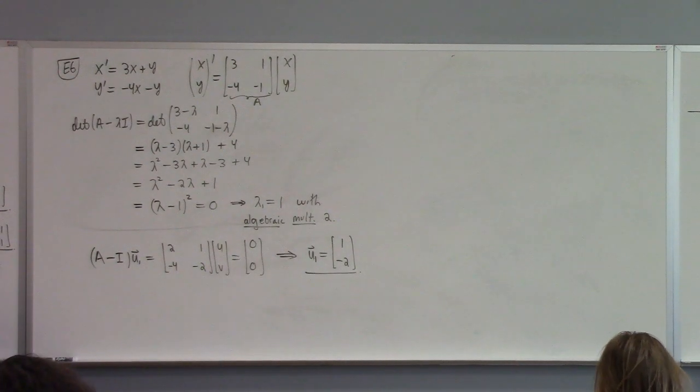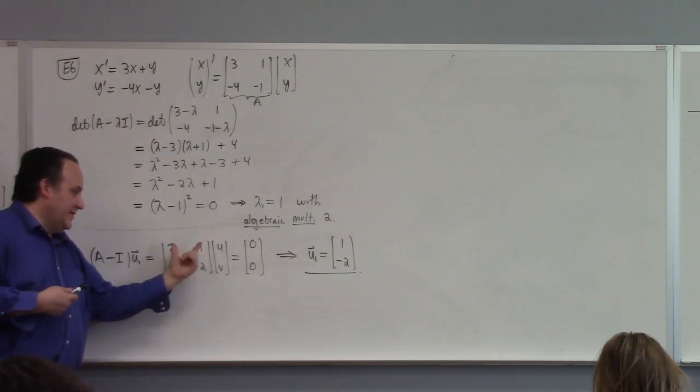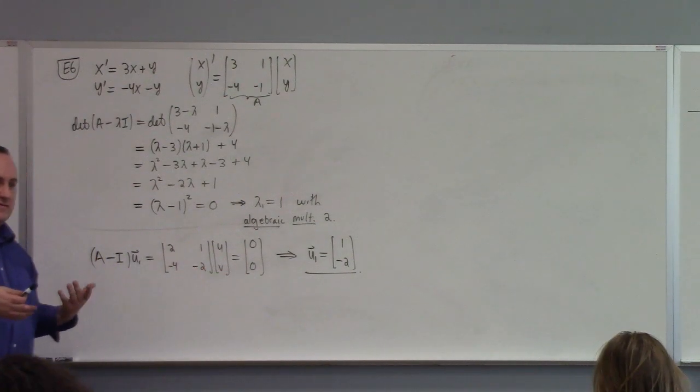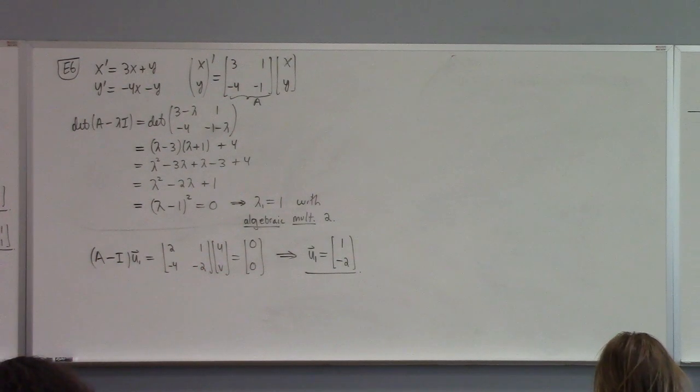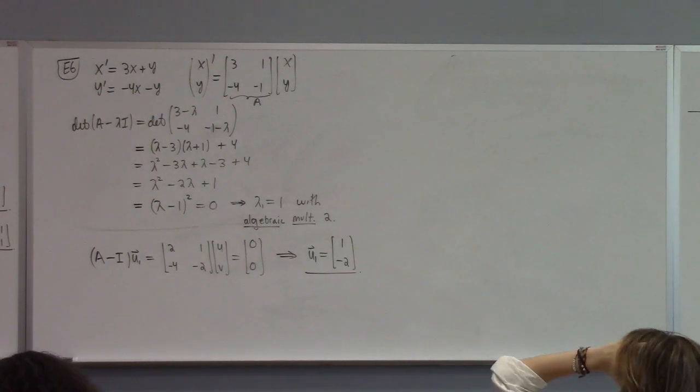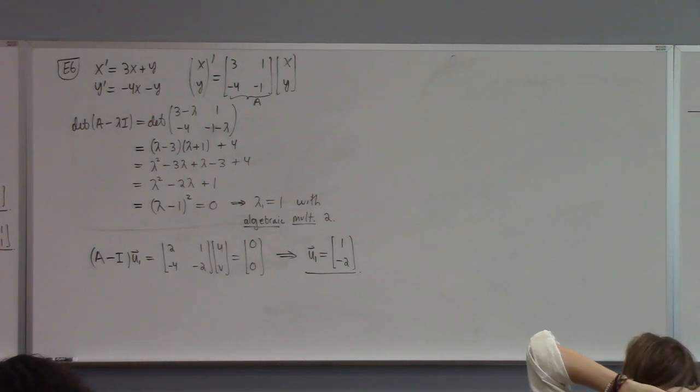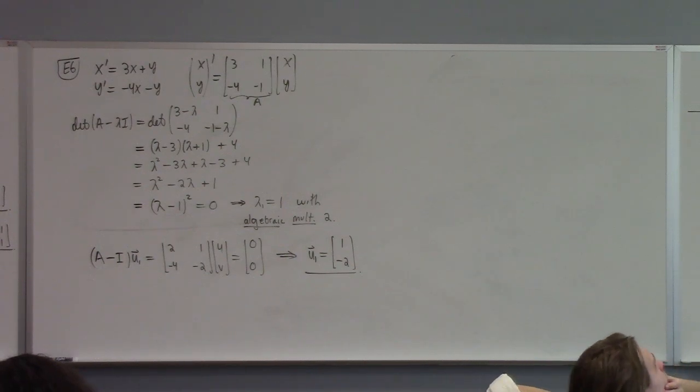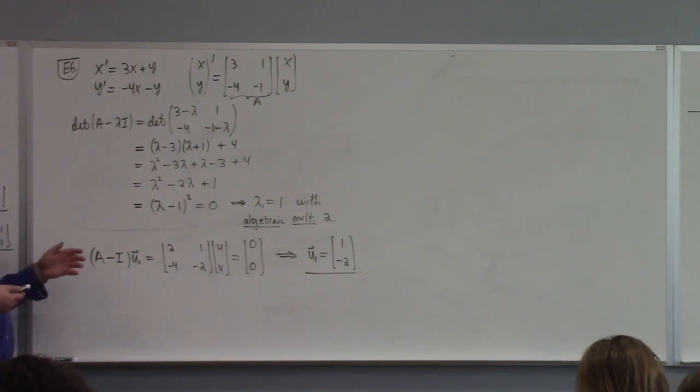We should check our answer anyway, right? If it's right, when I put it back over here, it should multiply to give me 0. If it doesn't, I need to recalculate, you know? But that one works. But that's it. There's nothing else, right? But this is a 2 by 2 problem. So it's supposed to have 2 linearly independent solutions. Where's the other one? Any ideas?